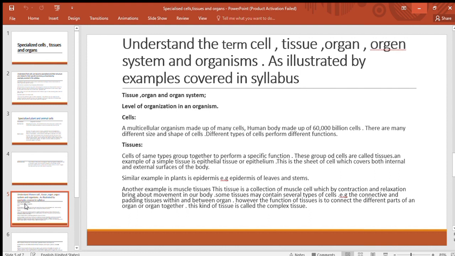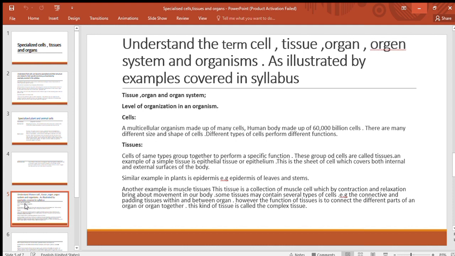Tissues. Cells of the same type group together to perform a specific function. These groups of cells are called tissue. An example of simple tissue is epithelial tissue or epithelium. This is the sheet of cells which covers the internal and external surfaces of the body. Similar example in plants is epidermis, for example, the epidermis of leaves and stems.